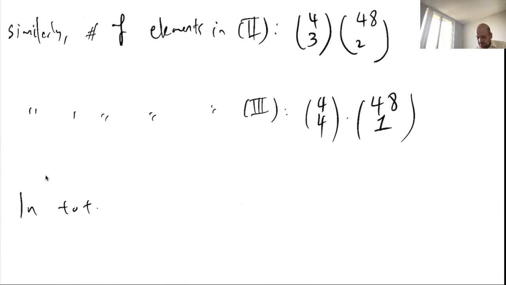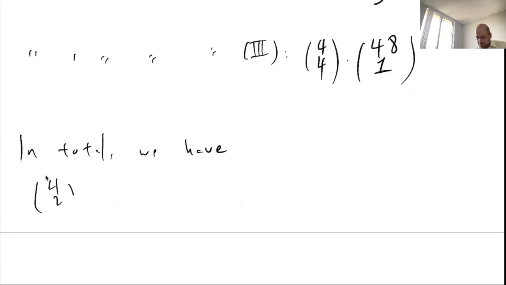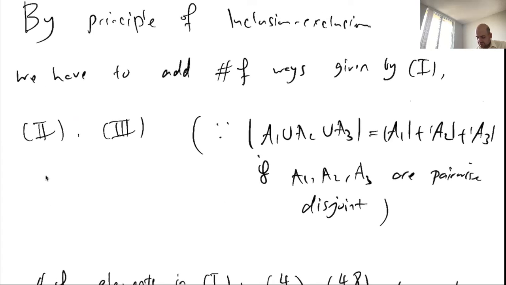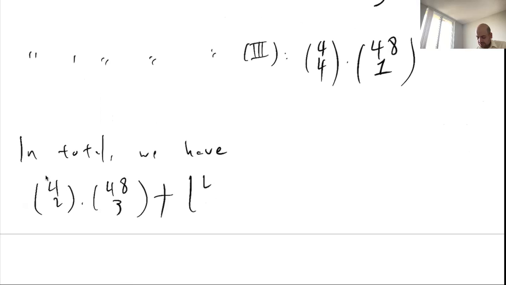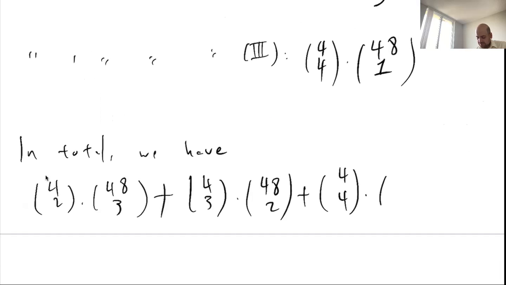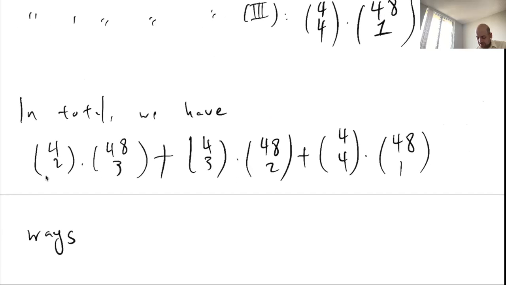So in total we have 4 choose 2 times 48 choose 3 plus, we said we have to add here because they're pairwise disjoint, plus 4 choose 3 times 48 choose 2 plus 4 choose 4 times 48 choose 1 ways to choose our 5 cards as described above.